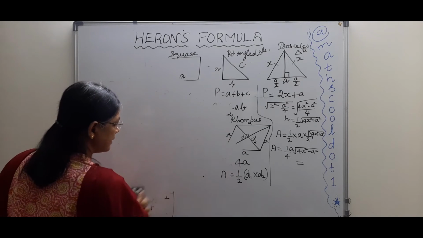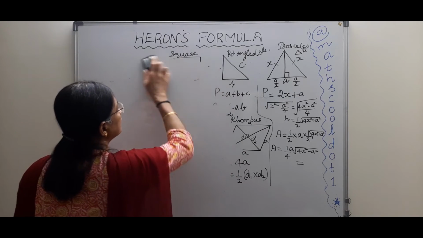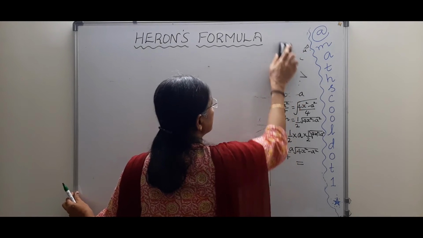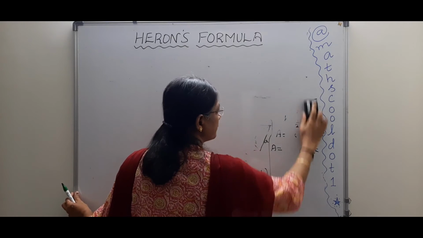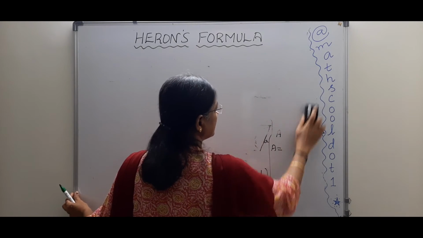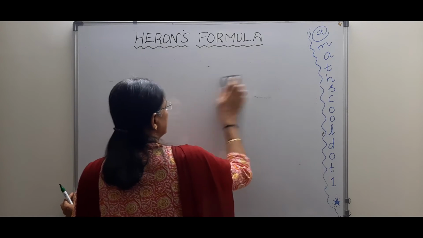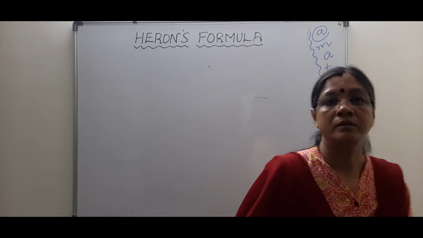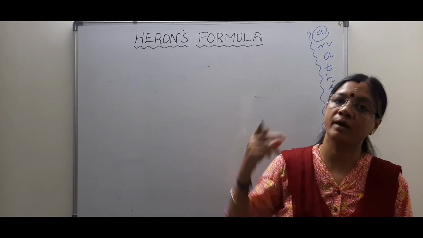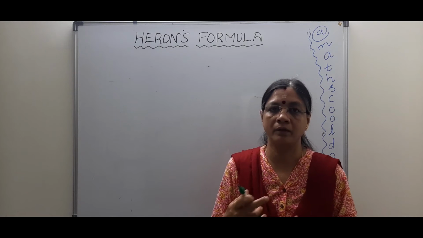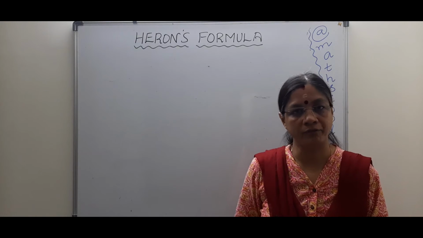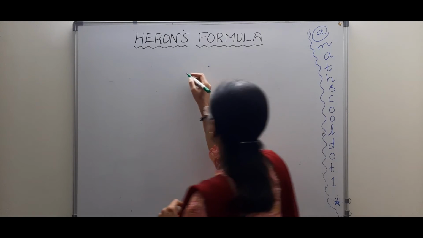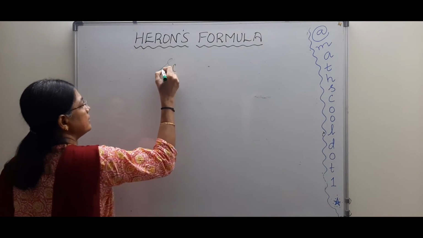Now let's see about the topic of the day, that is Heron's formula. So we have seen perimeter and area for all the types of triangles, right? For the equilateral triangle, for the isosceles triangle, then for the right angle triangle, for all of these we have found the area and perimeter. Just one triangle is left out. So what is the triangle we have left out? Try to figure it out. The one type of triangle we have left out is the scalene triangle.